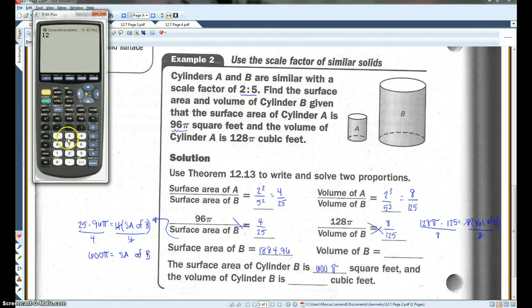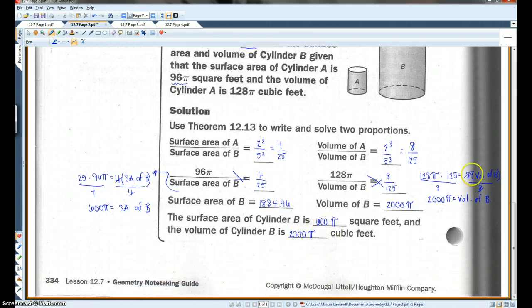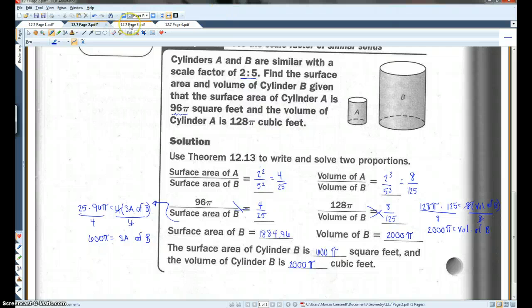We've got 128 times 125 divided by 8. 2,000. So this equals 2,000 pi. That's the volume of B. So the volume of cylinder B is 2,000 pi cubic feet. Alright, let's go on to page 3.